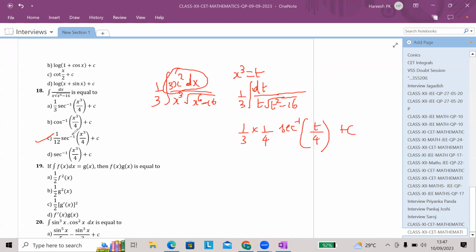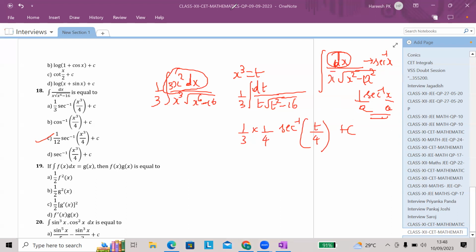How do I know? We know that secant inverse means it's like this, right? This is secant inverse x. So now instead of 1, if you have a square, it has to be secant inverse x by a. But why are we multiplying 1 by a? Because the dx power is 1 here in the numerator, but the denominator power is 2. So therefore, you should have a 1 by a term.